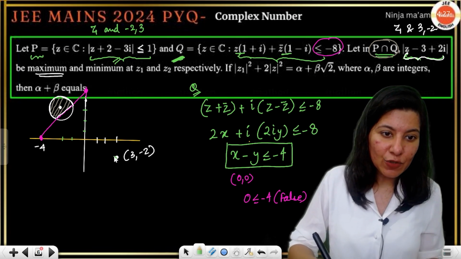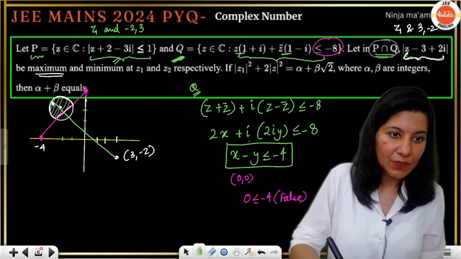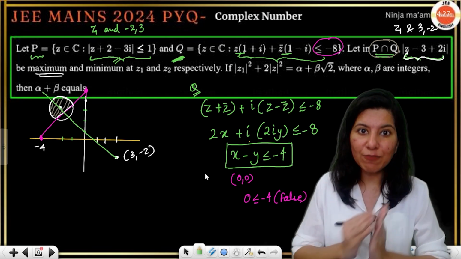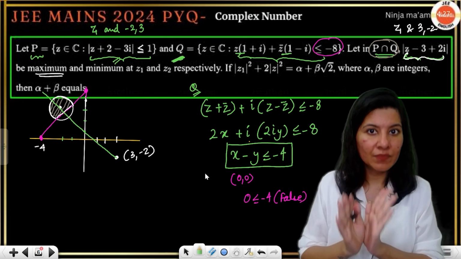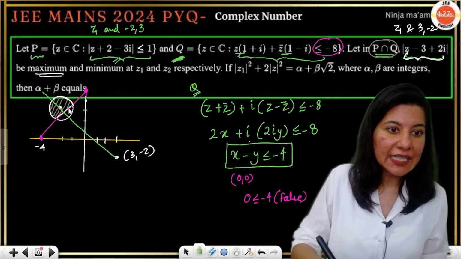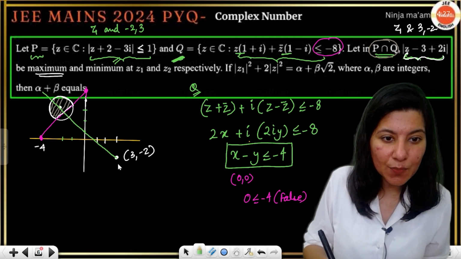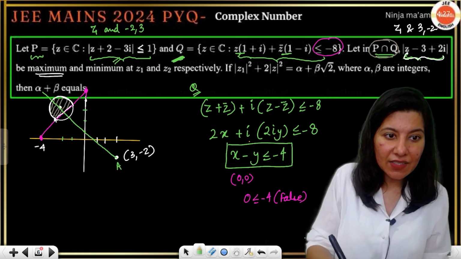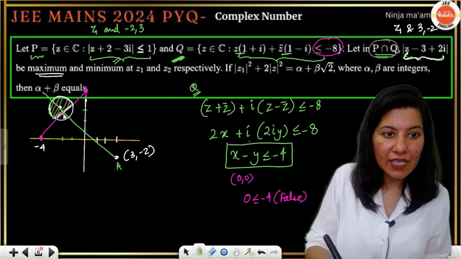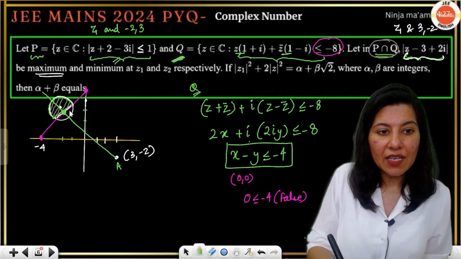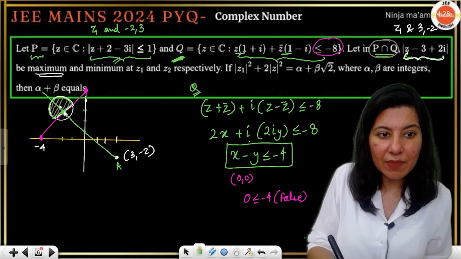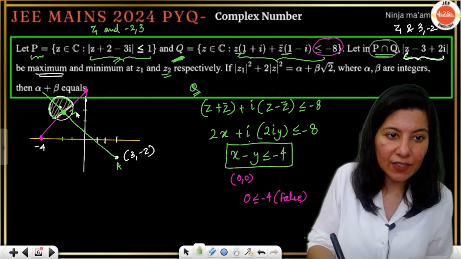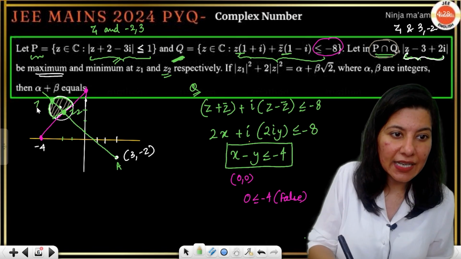Clearly, if you just plot the line, the minimum and maximum distances always lie along the common normal. So we have plotted a normal to the circle. Clearly, the minimum distance between this point, let's say A, and this shaded region or inside the region, will happen when your z becomes this point. So the minimum is z2, right? So this will be your z2 and this will be your z1.